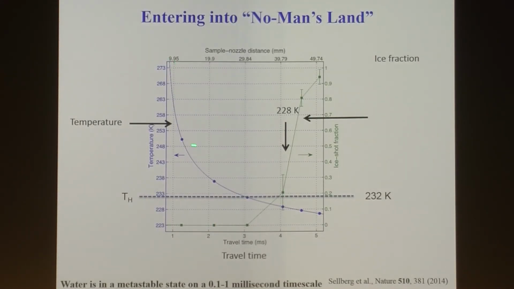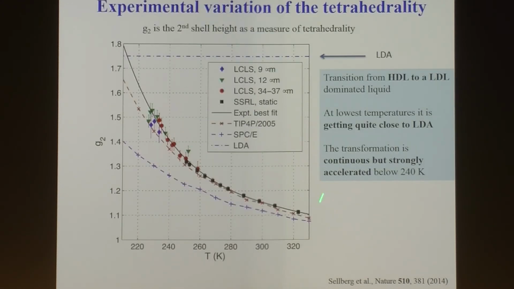So here's how the droplets cool. In a few milliseconds, we're down below 200, below where nobody had been able to go before. We're in no man's land. We see crystallization beginning around 228 Kelvin, but we still have some water droplets down here at 227. What we see is a change in tetrahedrality, which is accelerated when we go down below 240 Kelvin, so minus 33. We see a transformation more and more towards a tetrahedral, low-density-like liquid.